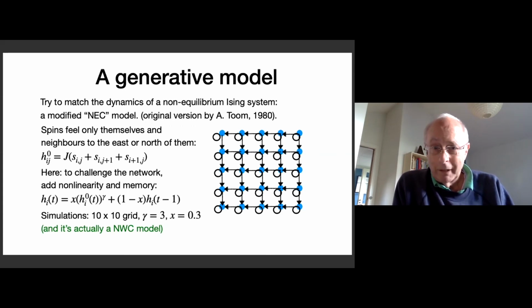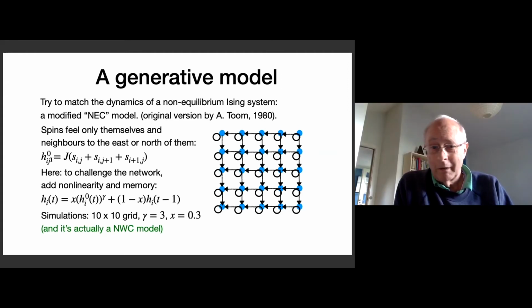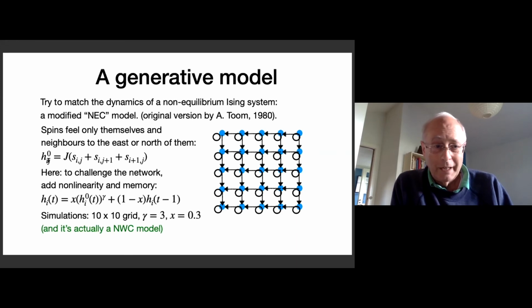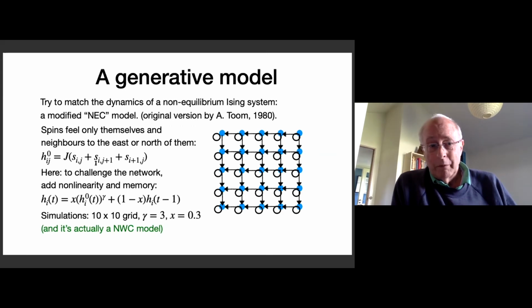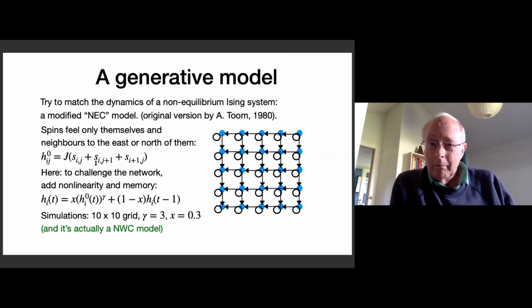The arrows in this graph are trying to show you. They also feel, as the circle indicates on each one, themselves. So the field at a point, here ij represents, you need two numbers to say a point in the lattice, the field on the spin at point ij you get just from summing up its own value with the values of its north and east neighbors. In the original version, instead of summing these up and taking the Boltzmann factor, they simply took a majority vote of these. So in the limit of strong coupling, it would be the same thing.